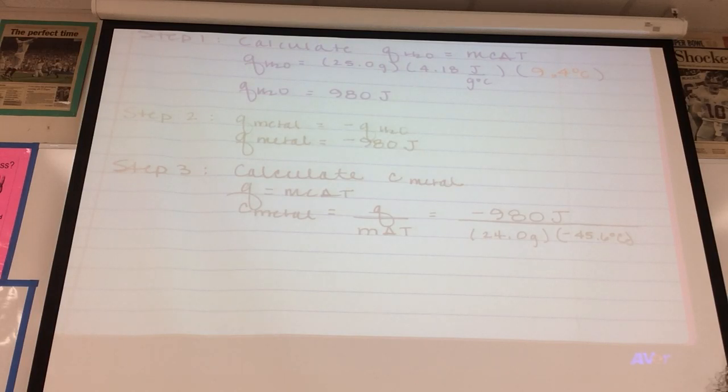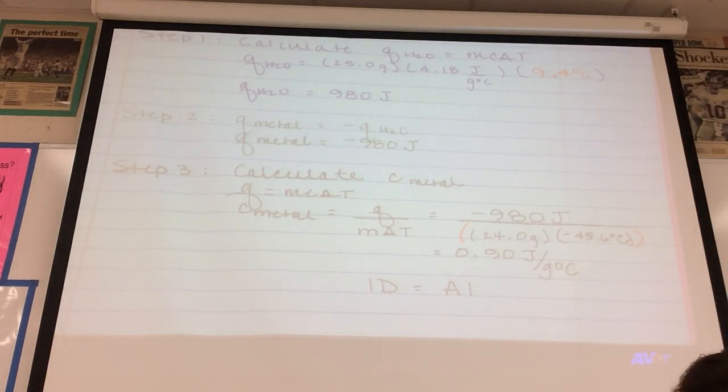And again, don't make a calculator error. The only parentheses you need in the calculator are those in orange. And when you round, I get 0.90 joules over grams degrees Celsius. And then in terms of the identity, I look at table 3 and see which substance is closest to a specific heat of 0.90. Aluminum.